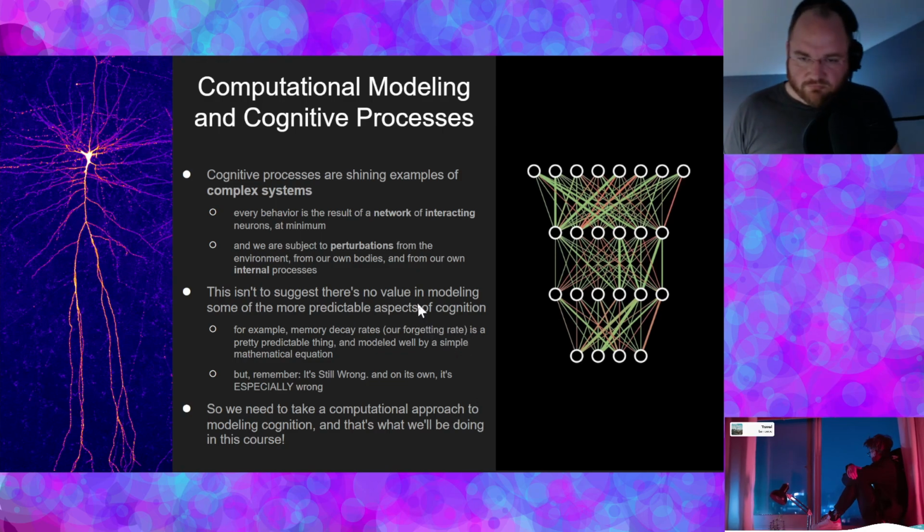So just always remember, it's still wrong. Memory decay rates as a simple math model, especially alone, it's very wrong. Just like an average is very wrong, but it's still useful. So we take this computational approach to cognition, and that's what this course is all about. All right.